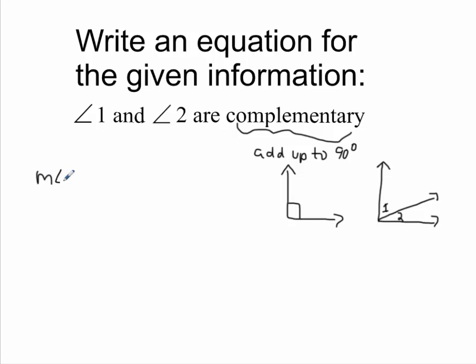So the measure of angle 1 plus the measure of angle 2, if I add these two measures, what should that equal? Well, they already told us angle 1 and angle 2 are complementary, and complementary means it adds up to 90 degrees. Therefore, if I take the two measures and add them together, the measure of angle 1 plus the measure of angle 2 should be 90 degrees.